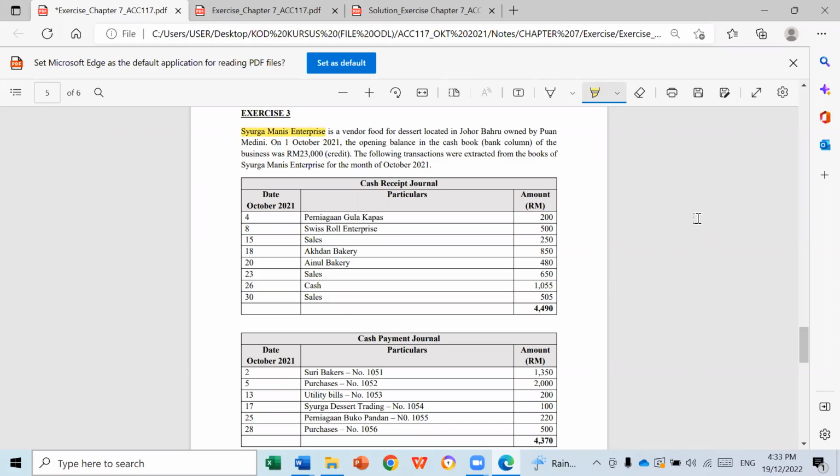Sugar Manis Enterprise is a vendor of dessert food located in Johor Bahru, owned by Puan Medini. On 1st October 2021, the opening balance in the cash book bank column of the business was 23,000, credit side. Please take note of this important information. The opening balance of the cash book of Sugar Manis Enterprise was 23,000 and it is on the credit side.